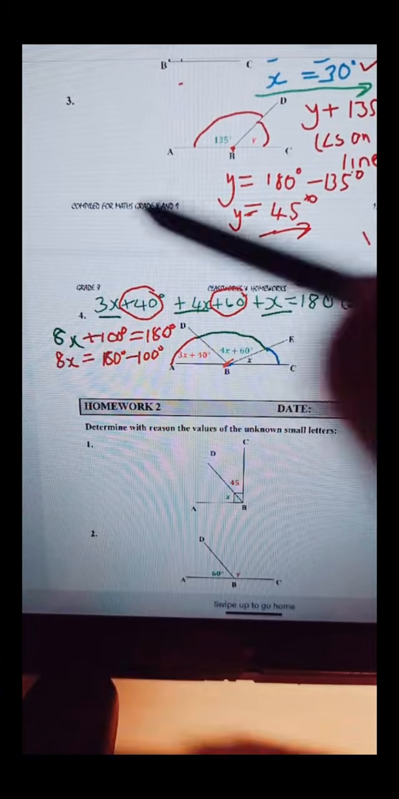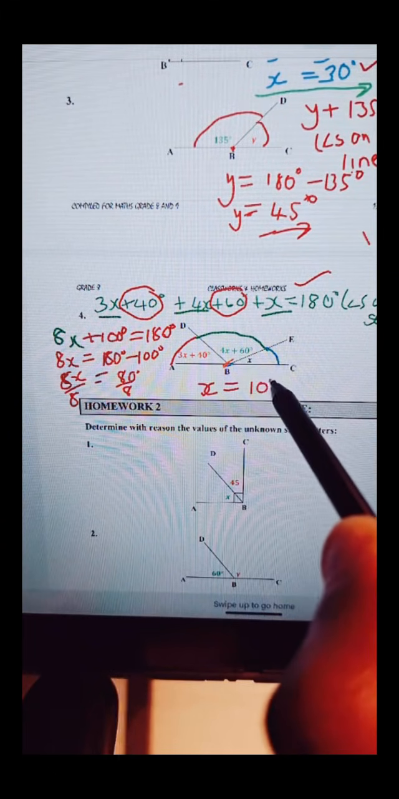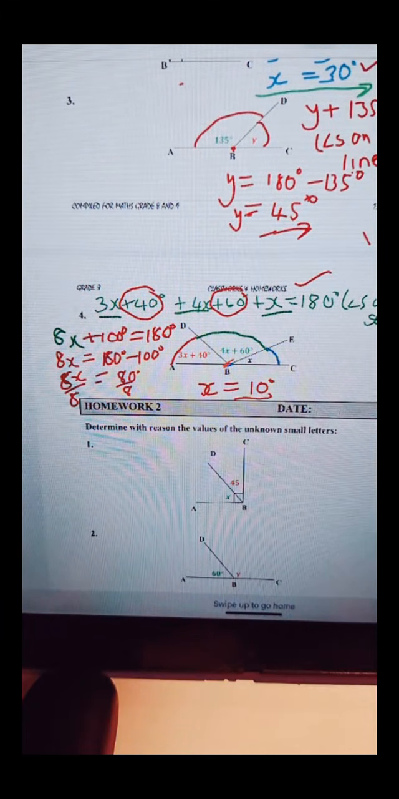Then we transpose the 100. 180 minus 100. 100 degrees, which is positive, changes from positive to negative. Then that gives us 8x. What's 180 minus 100? That gives you 80. We then divide both sides by 8. That gives us x is equal to 10 degrees.